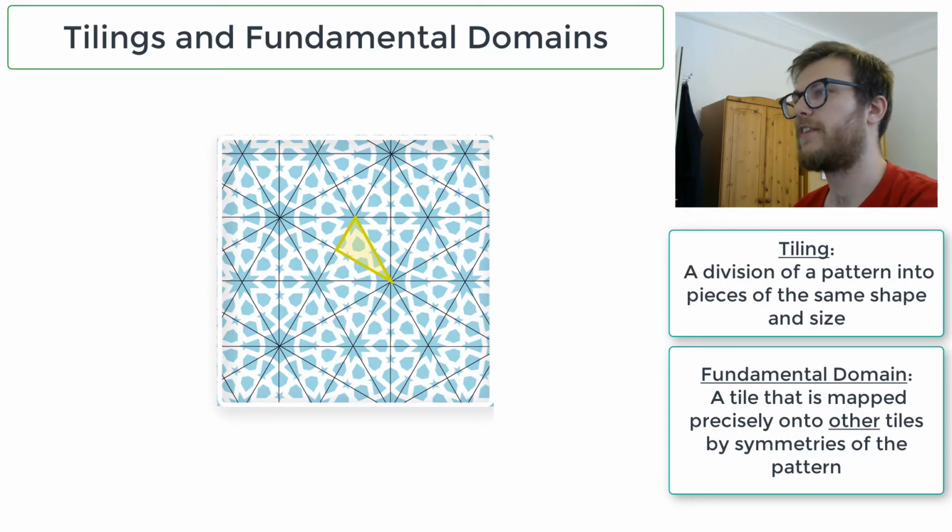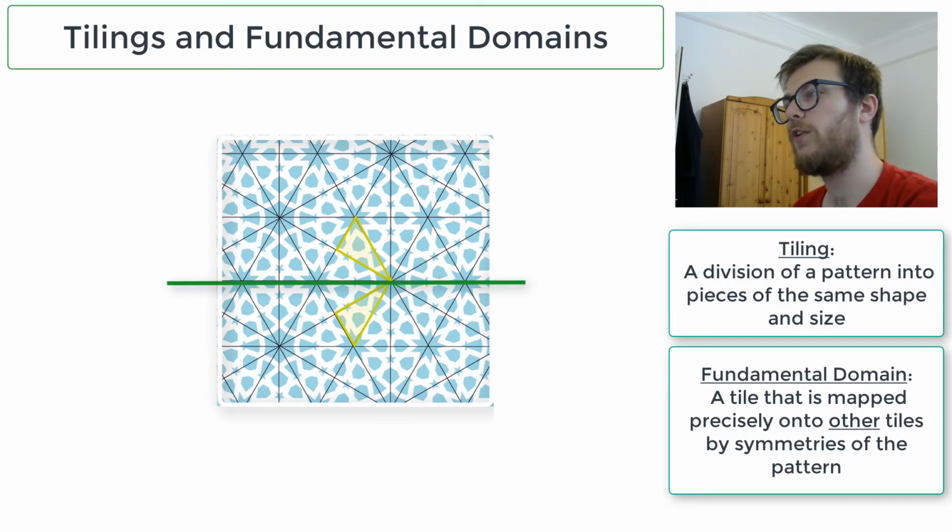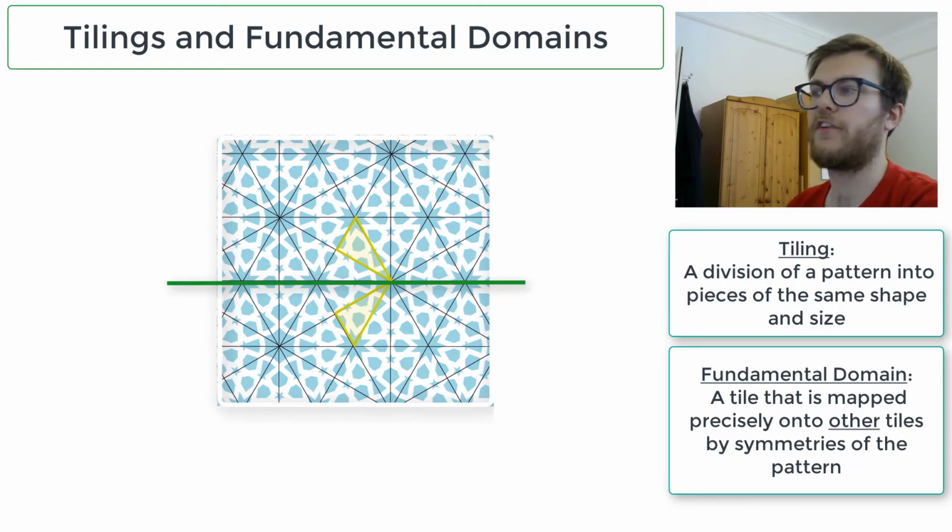Any isometry must take the fundamental domain to another one of these tiles by definition. And because the fundamental domain has no symmetries, there is only one way that the symmetry can move the tile there. It can't, for example, move the tile there and then rotate it, or the pattern wouldn't match up. So this wouldn't be a symmetry of the pattern.